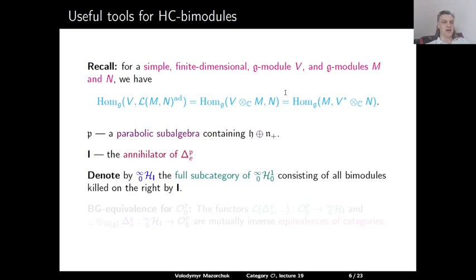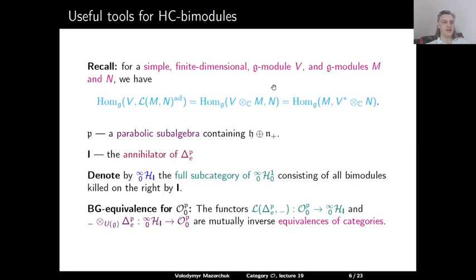Denote by H_I^{0,∞}, the full subcategory of H^{0,∞}, consisting of all bimodules killed on the right by the ideal I. Then we have the following variation of the Bernstein-Gelfand equivalence, now for the principal block of the parabolic category O_0^P. So the functors L(Δ(E,P), -) and tensoring over U(G) with Δ(E,P) are mutually inverse equivalences of categories between the block O_0^P and the category H_I^{0,∞}.